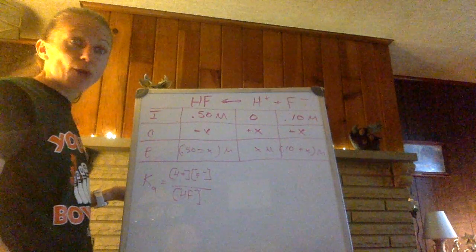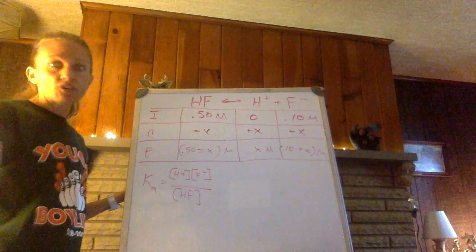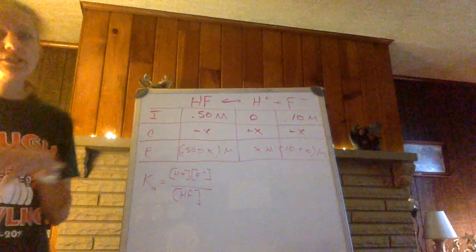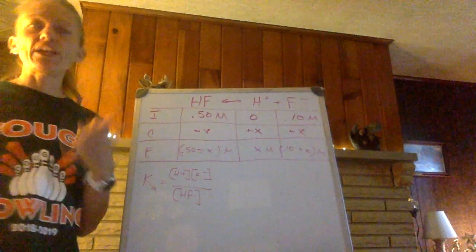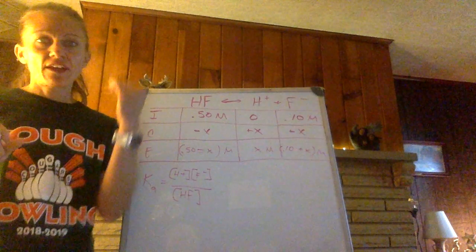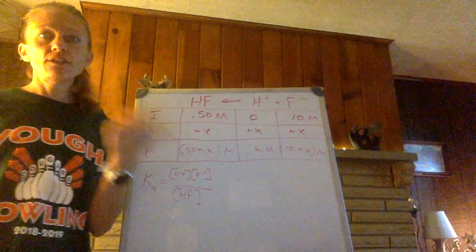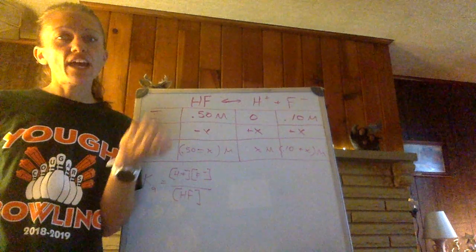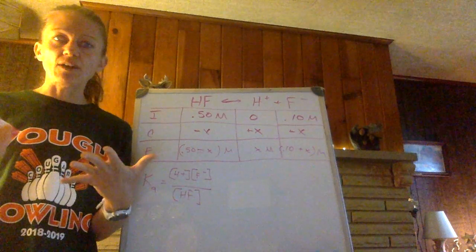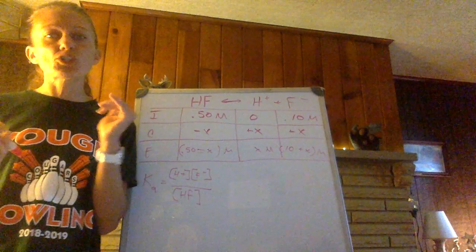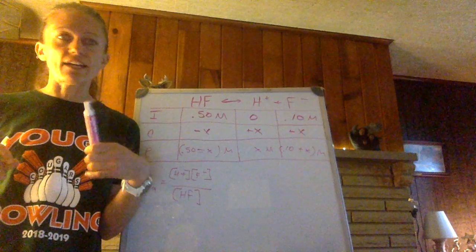We already figured out that we can ignore X, so I'm just going to talk from your packet now. We've got this all set up, and I would substitute in my values. 6.8 times 10 to the negative fourth equals 0.10x over 0.50. Pretty easy to solve and get my concentration of the hydrogen ion, and then to calculate pH from H, giving me a pH of 2.47 as negative log.